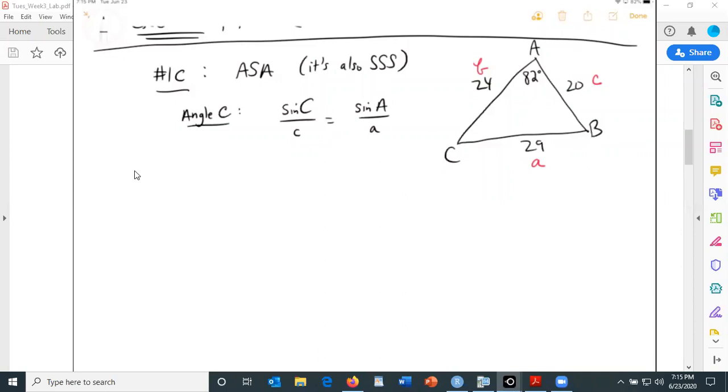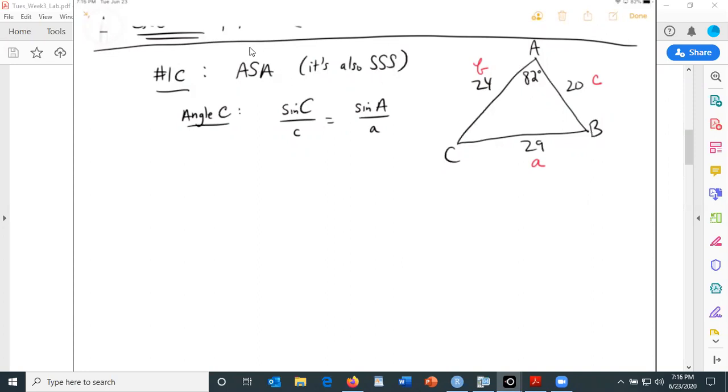All right, so in 1C, this is the problem. And we had 3 sides labeled and 1 angle. So you could have said this was a couple things. You could have said it was side, angle, side, if you look at the numbers up here. But also, you know, all 3 sides. It's also SSS, all right?